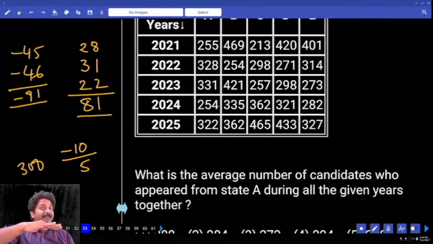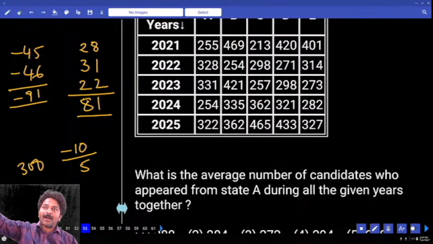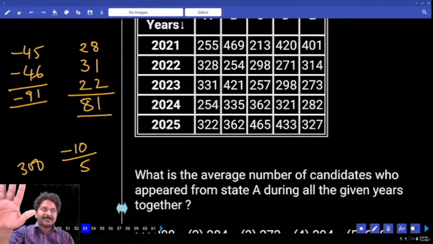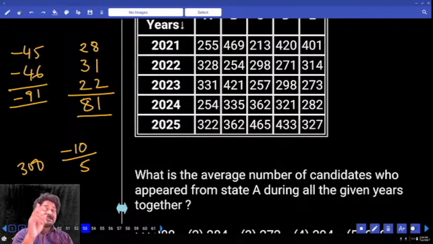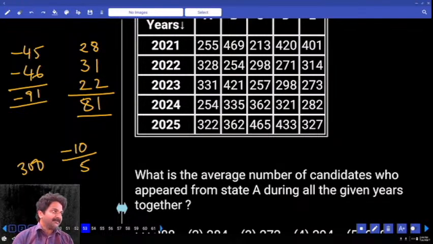After making every number 300, you are still left with minus 10. That minus 10 must be adjusted among all the numbers. For 5 numbers you need to adjust minus 10. That means each number minus 2. We already started the benchmark as 300. Minus 2, 298. Understood? You can start the benchmark as 290 also, 280 also, 310 also, your own comfortable number. I started with 300 because simplification becomes easy.